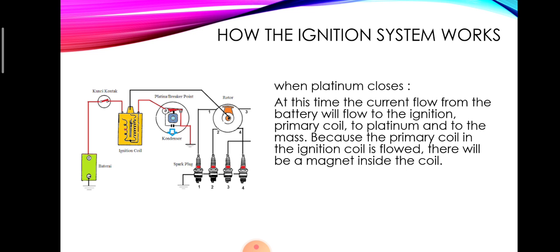How the ignition system works. When platina closes, at this time the current flows from the battery through the ignition primary coil to platina and to the mass. Because the primary coil in the ignition coil is flowed by current, there will be a magnet inside the coil.